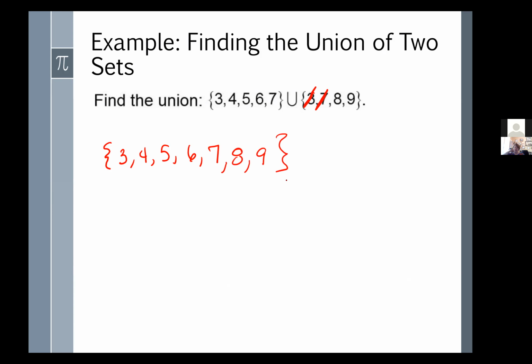So the union of those two sets, we just join them together. You could list the 3 and the 7 twice, but that's just not convention. You don't list elements in a set more than once. That can get kind of confusing. So we only list the 3 and the 7 once. The 3 and the 7 are the intersection of the two sets, and we don't list the intersection twice. We just take the two sets and stick them together without listing any elements more than once.